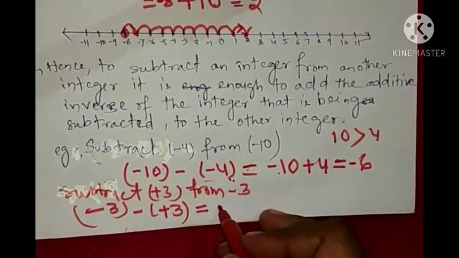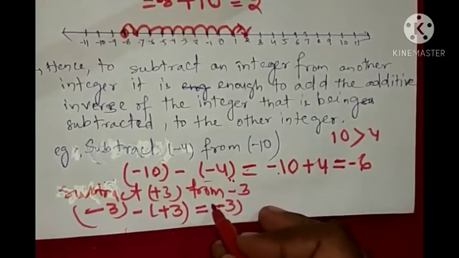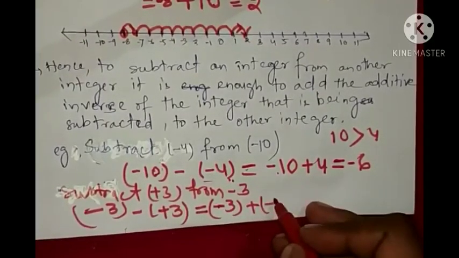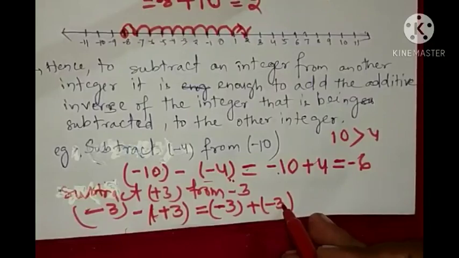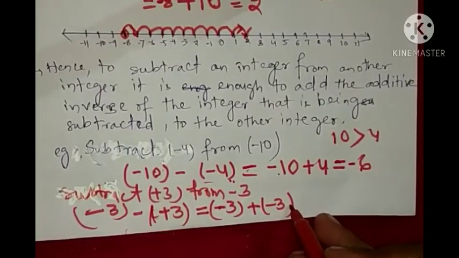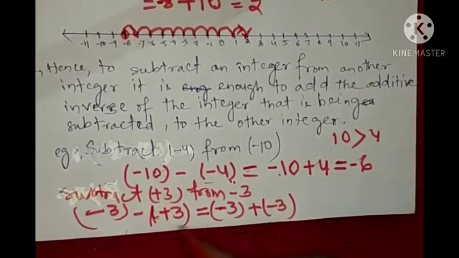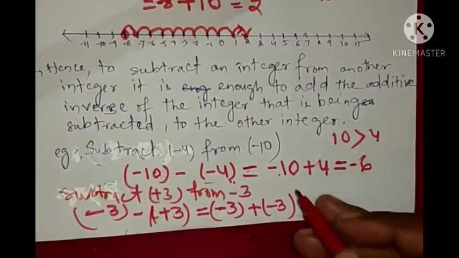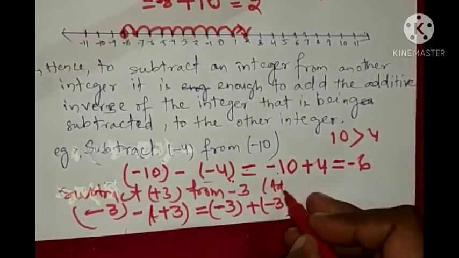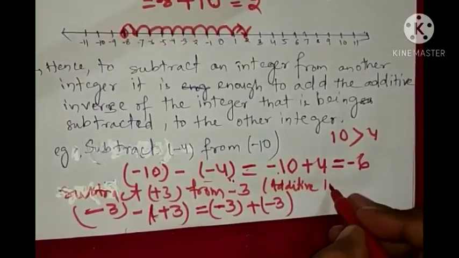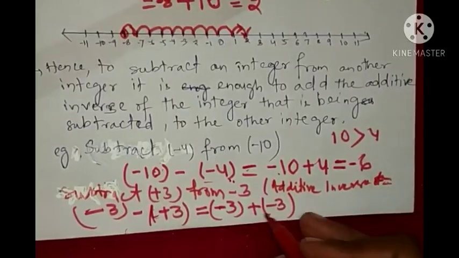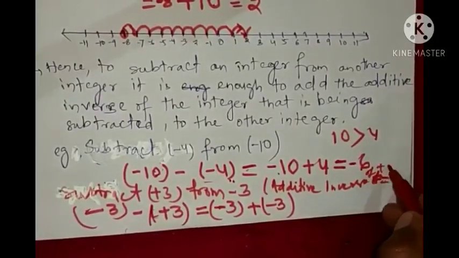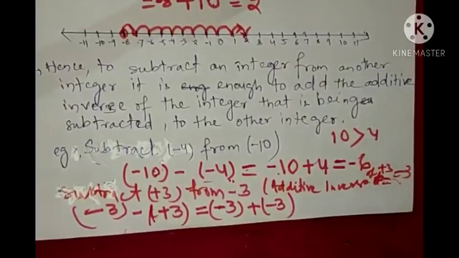So you will write minus 3 plus minus 3. So here, when you are taking a positive sign, what we are doing? We are converting into negative sign. Means the additive inverse of plus 3 is what? Minus 3. So what you will find? Additive inverse of plus 3 equal to minus 3.